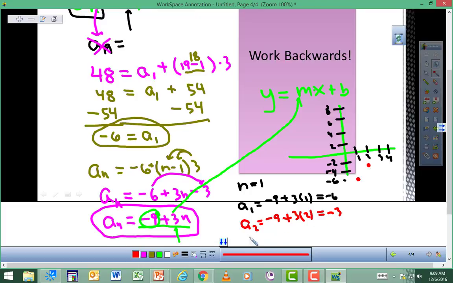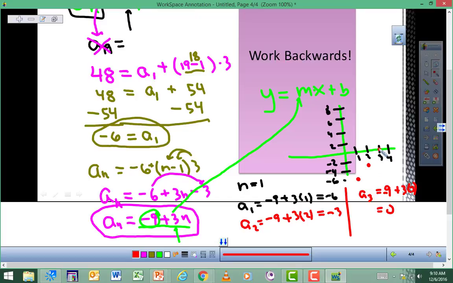And then let's just do a sub 3 right here, okay? A sub 3 is equal to negative 9, right? Plus 3 times 3, right? That's 9, negative 9 plus 9. That's equal to 0, right? So you're crossing right there.